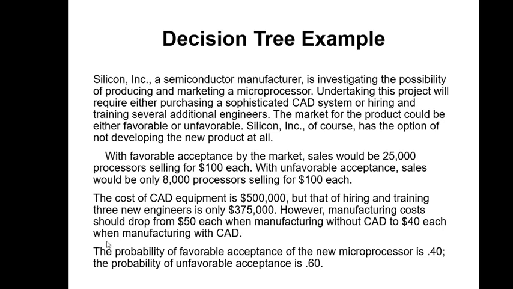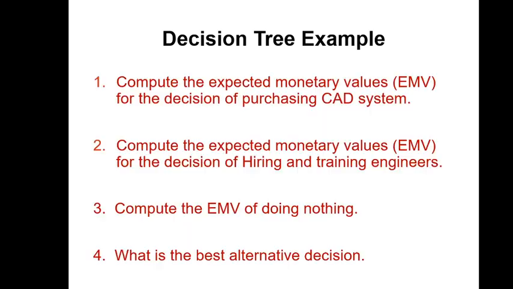Now, this is important here. The probability of high sales, or favorable acceptance of the new microprocessor, is 40% or 0.40, and the probability of low sales, or unfavorable acceptance of the product, is 60%. So the probability of high sales is 40%, and the probability of low sales in the future after we make the product is 60%. Let's see what the requirements are in our decision tree example.